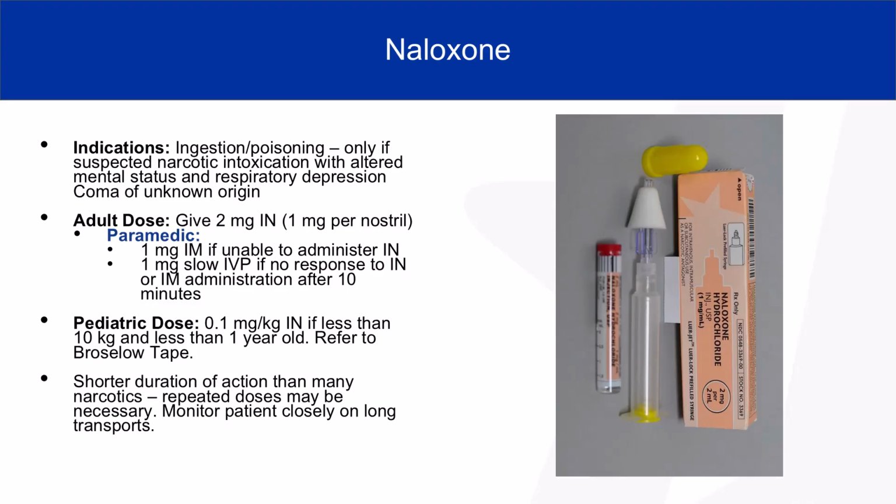The pediatric dose for naloxone is 0.1 milligrams per kilogram IN if less than 10 kilograms and less than 1 year old. Refer to the Broselow tape. Naloxone has a shorter duration of action than many narcotics. Repeated doses may be necessary. Monitor the patient closely on long transports.